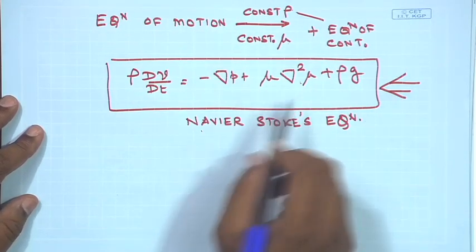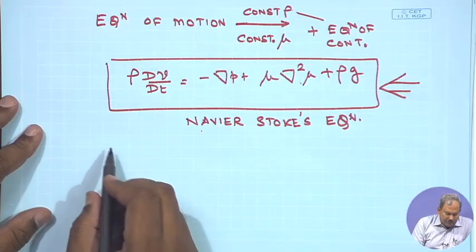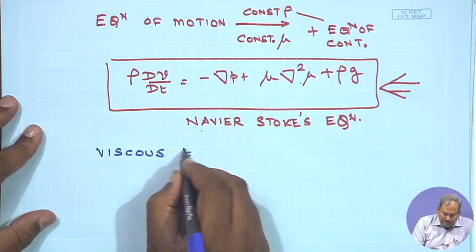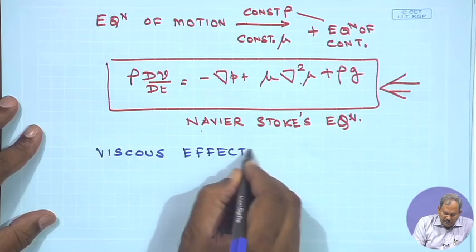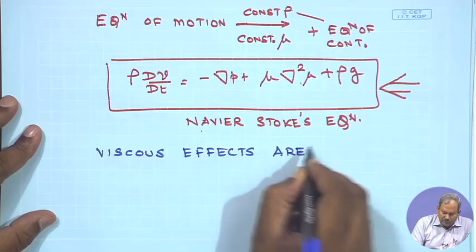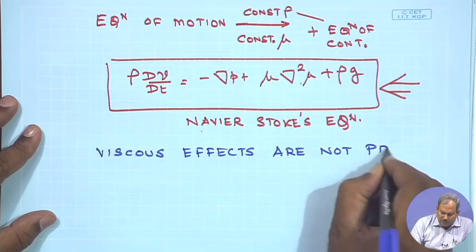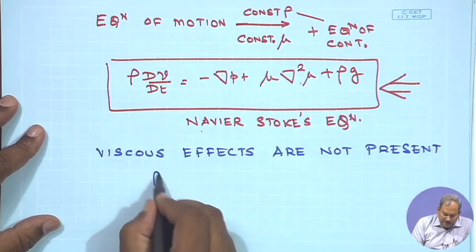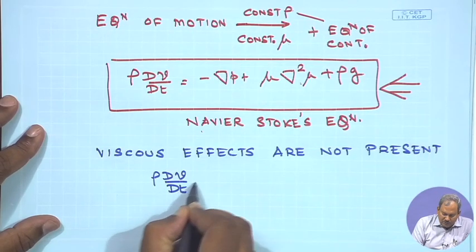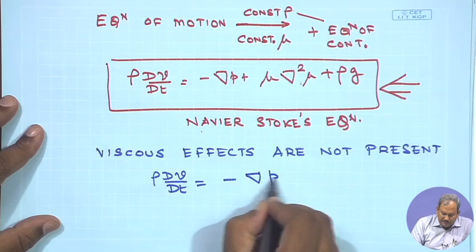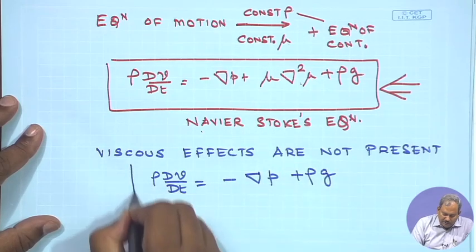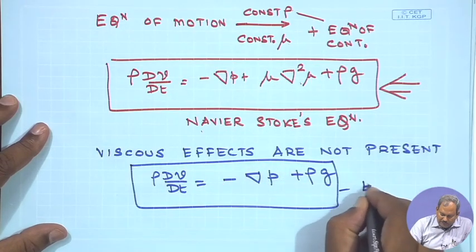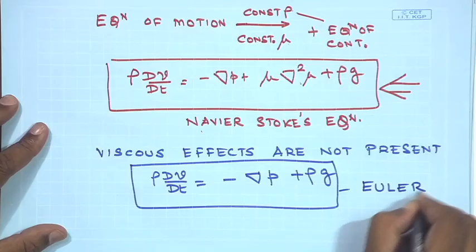There is one more simplification that can be thought of, which is if viscous effects are absent. So, if viscous effects are not present, that means we are dealing with an inviscid fluid. In that case, rho dv dt would simply be equal to minus del of p plus rho g. This special form of the Navier Stokes equation is known as the well known Euler equation.